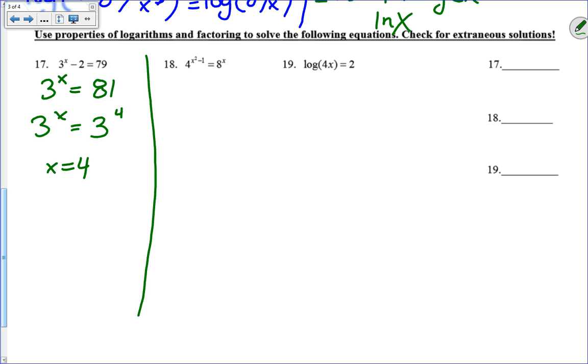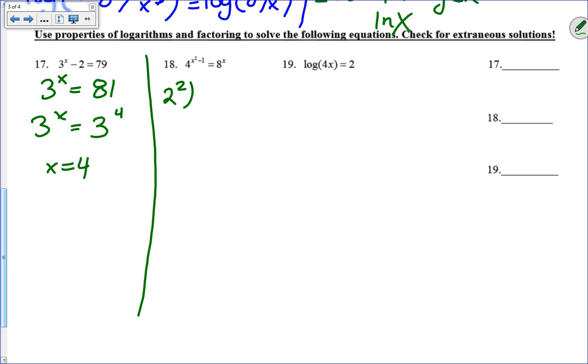We have 4 to the x squared minus 1 is equal to 8x. So there's a couple things we can do here, right? We can try to see if we can get these in the same base. We can apply logs to this. So what can we do here? I think the simpler approach is getting a same base. So can we get a same base here? And what would that base be? 2, right?